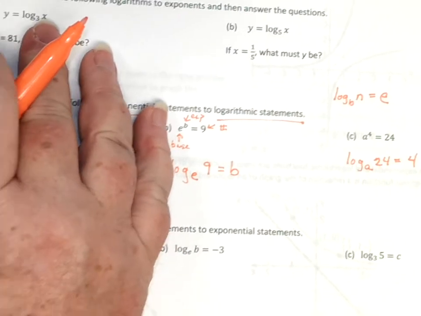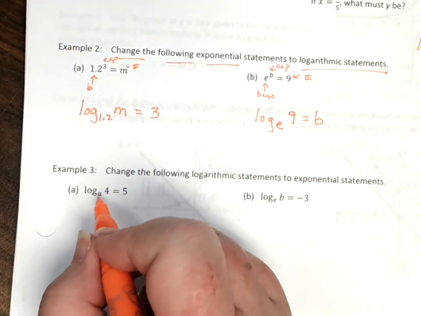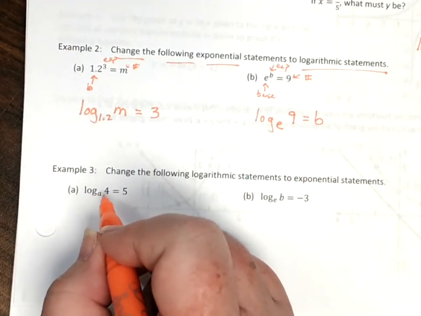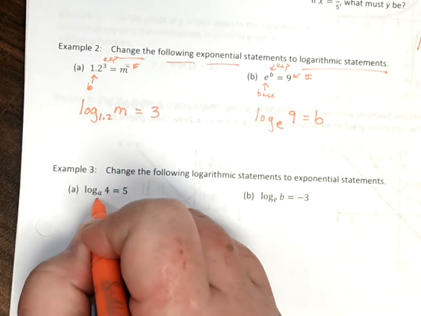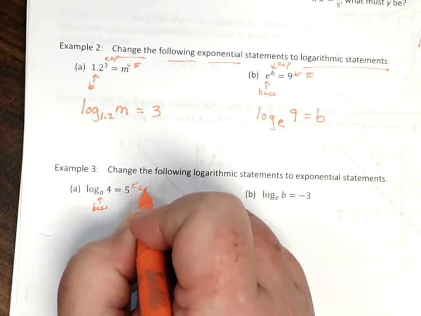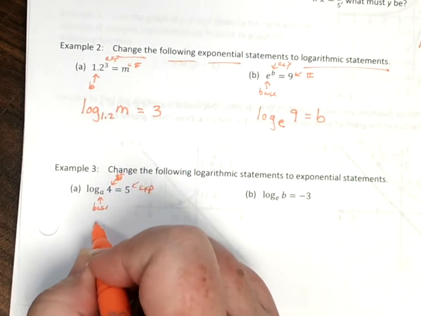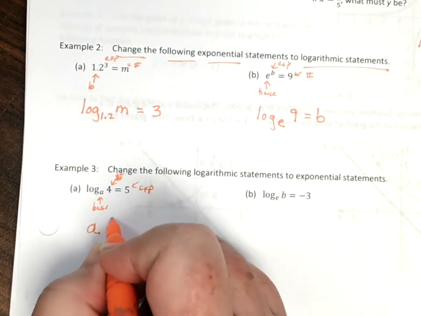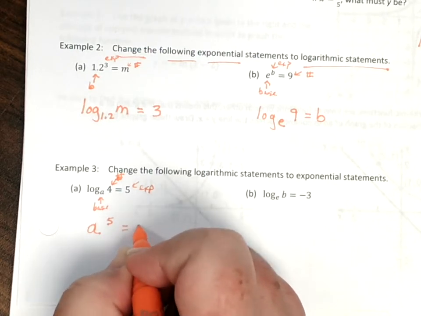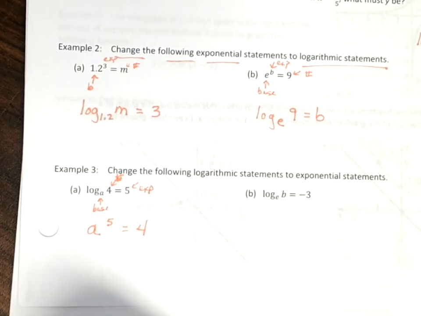And we can also go backwards. We can take it and say, all right, this is log base a of 4 equals 5. There's my base right there. There's the exponent, and there's the number. So I've got the base of a to the 5th power is equal to 4.